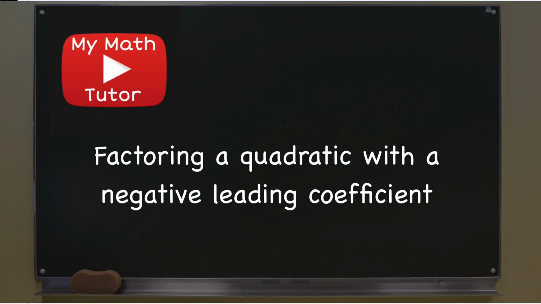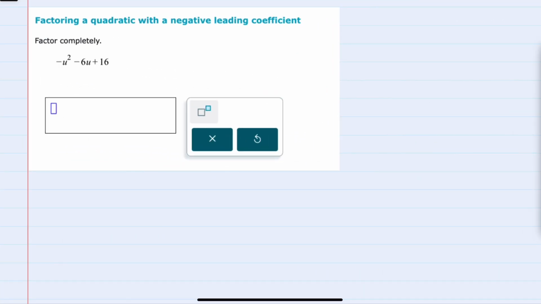In this video, I'll be helping you with the ALEKS problem type called factoring a quadratic with a negative leading coefficient. And in this example, I can see that I do have a negative leading coefficient, but also where the title says factoring a quadratic, I only have 3 terms here. So I have a trinomial. However, the method that we will use will turn this trinomial into a quadratic.